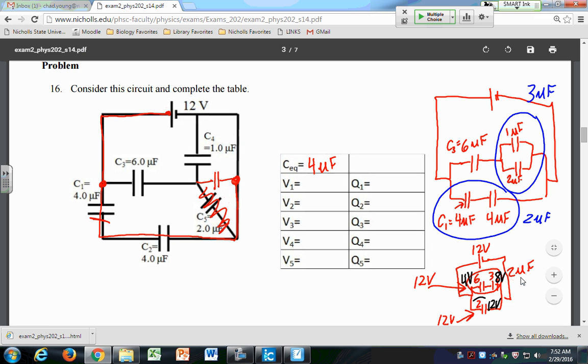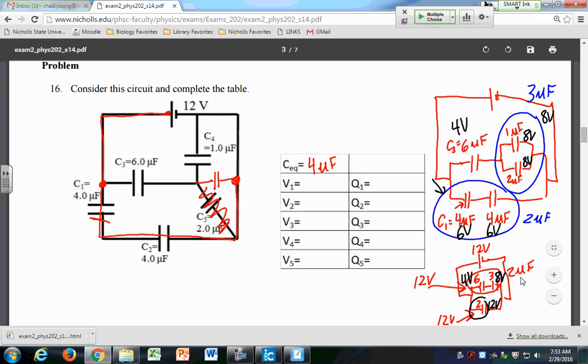Notice that this 2 microfarad capacitor is actually made up of these two 4 microfarad capacitors. So I have 12 across the whole thing. So across this 4 microfarad capacitor, I have 6. Because they're identical capacitors, they will split that voltage evenly. So I have 6 volts and 6 volts. Let's see, I've already said that I have 4 volts up here. Across both of these, I have 8 volts. So what is the voltage across the 1 microfarad capacitor? It's 8 volts, as well as 8 volts there because they're in parallel.